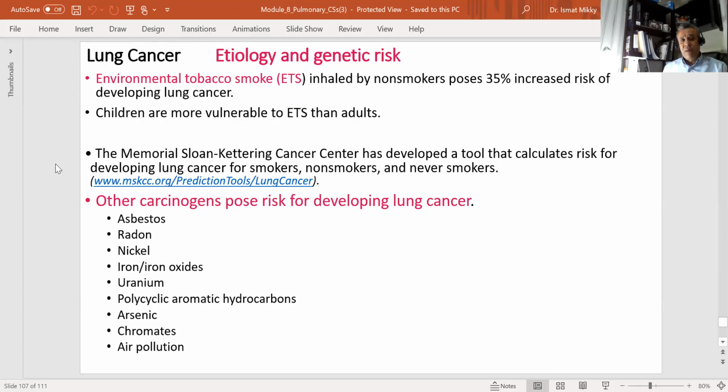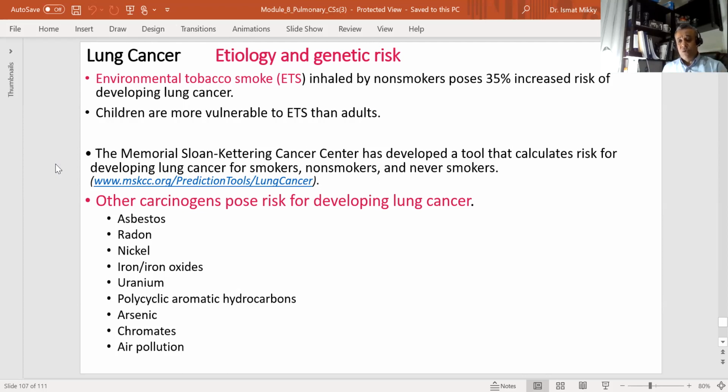The assessment of the risk of lung cancer can be divided into three categories: smokers, people who are currently smoking; non-smokers who formerly smoked; and a third classification, those who never smoked.